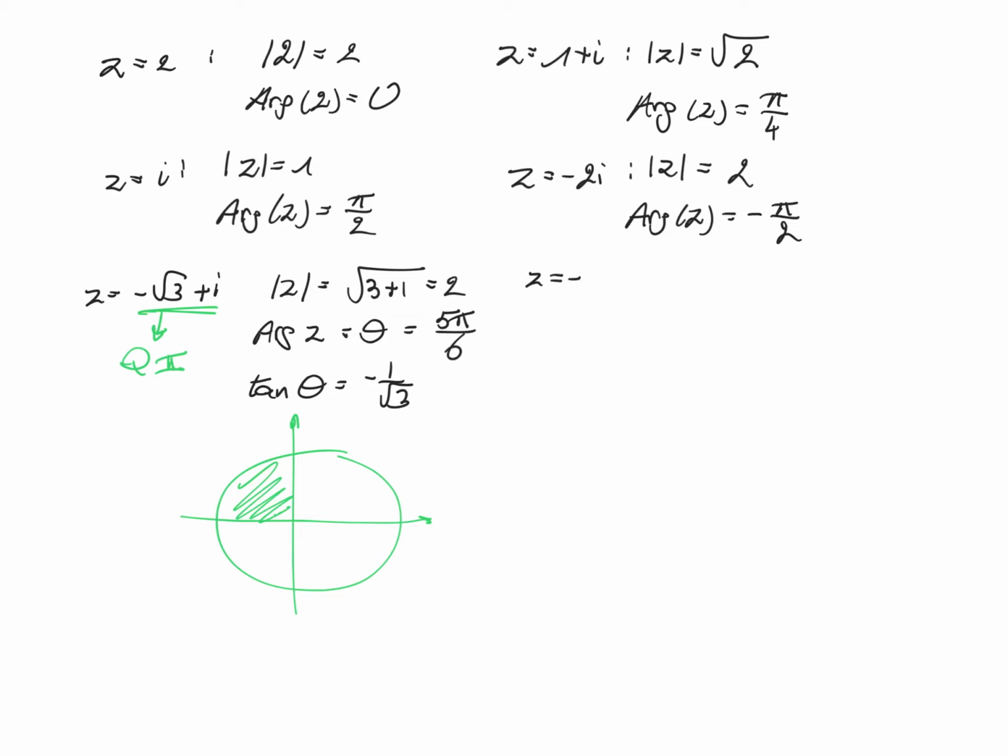Similarly, take z is minus 1 minus 2i. The modulus of z is again easy. So here we have 1 plus 4.